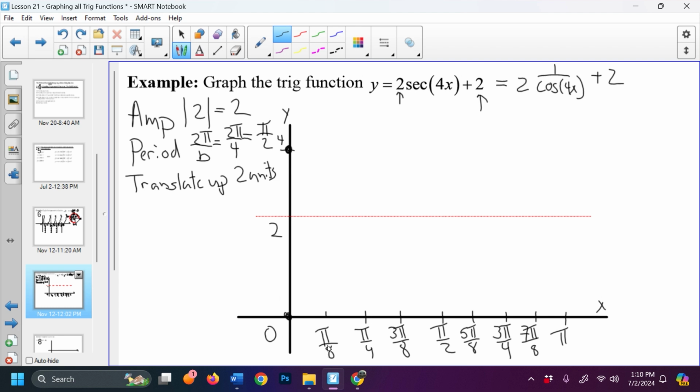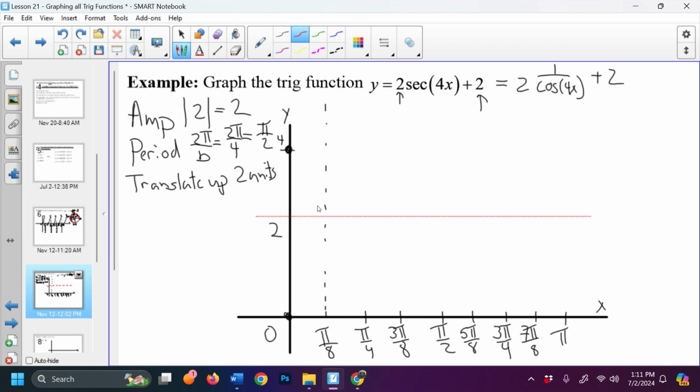Now, pi over 8. When I plug in pi over 8, times 4 is pi over 2. That's good because that's one of those quarter turns on the unit circle. The cosine of pi over 2 is 0. So I have 1 divided by 0. That's undefined regardless of these two values out here. Therefore, at pi over 8, I have a vertical asymptote. So the graph can do two separate things. It could start here and go down, or it could start here and go up.